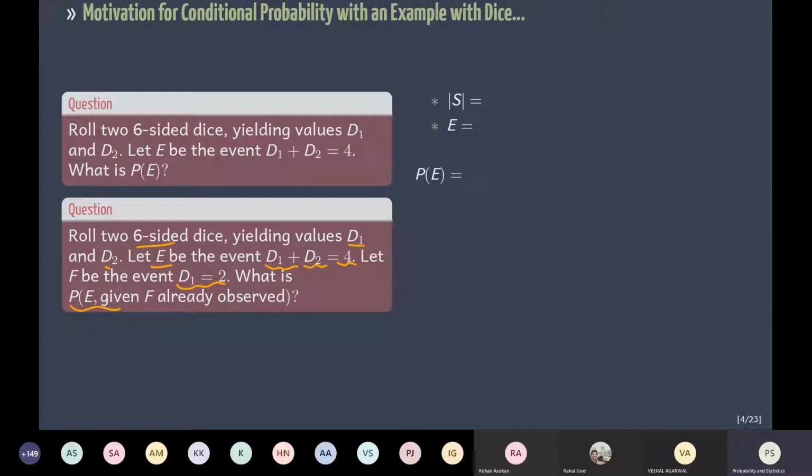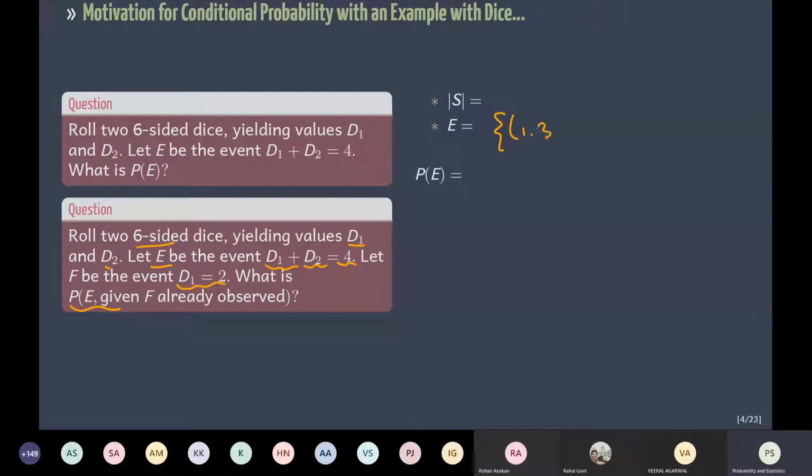Okay, that is the probability of the event that D1 plus D2 is 4, given that F is already observed. F is observed in the sense that D1 is 2. So you are already given that D1 is 2 now. What will be the probability in this case?